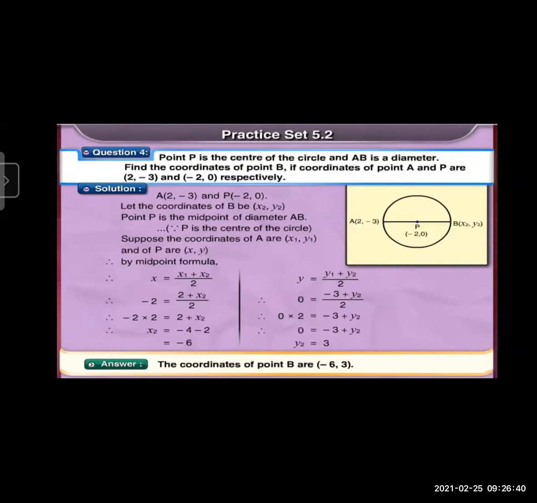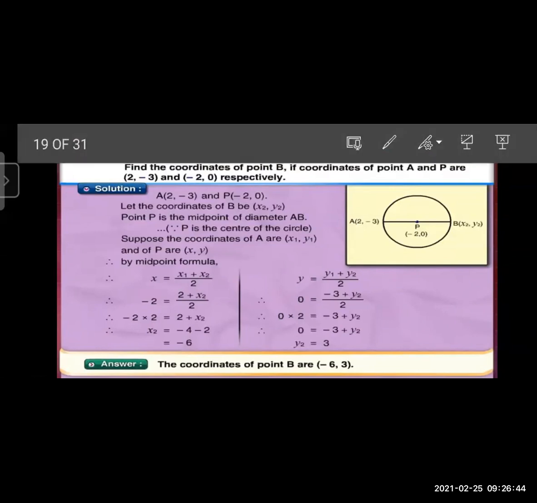See, in this question we have the coordinates of A and the coordinates of P, and we have to find the coordinates of point B. So first, A and P coordinates are given. Let me consider the coordinates of point B as (x2, y2). P is the midpoint. See, here we use the word midpoint.